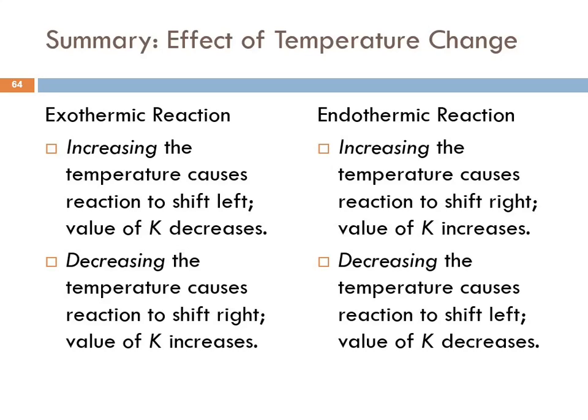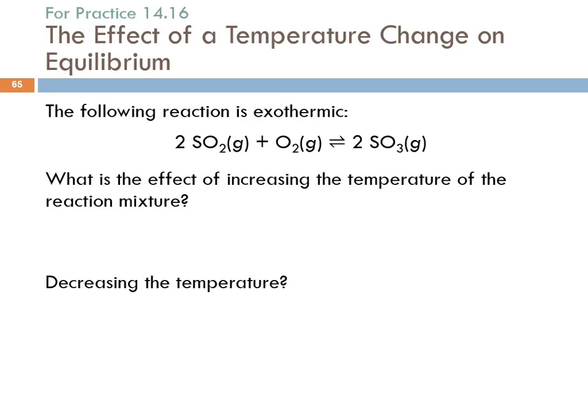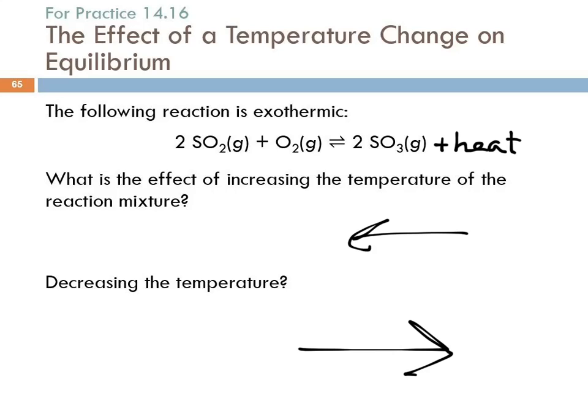So here's a summary of exothermic and endothermic and what increasing the temperature does. The following reaction is exothermic. So what I want to do is put heat in as a reactant or product. For an exothermic, do I put it as a reactant or a product? It's a product. It's giving off heat. What's the effect of increasing the temperature? That's adding product. It'll shift to the left. How about decreasing? It'll go the other way, shift to the right. Any questions?